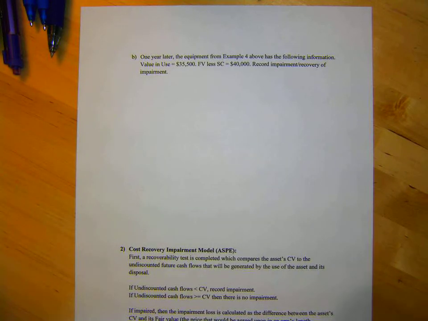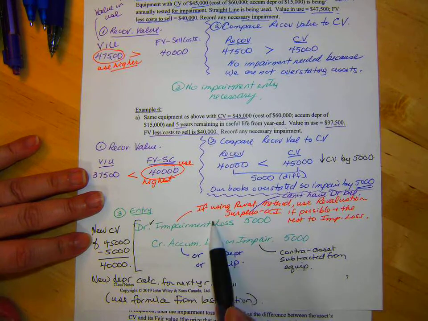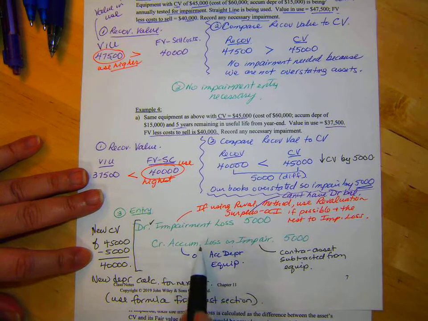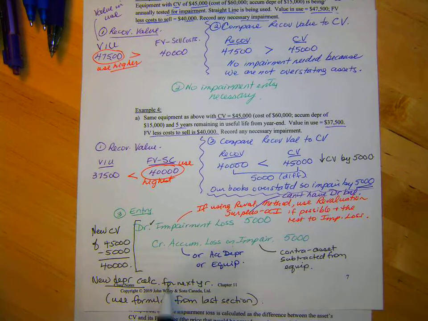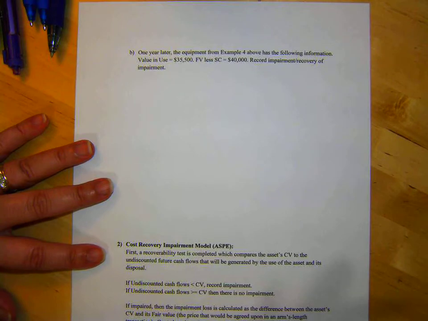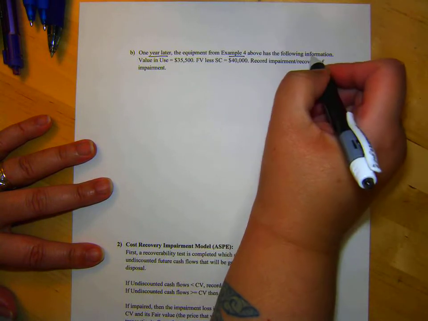Okay, welcome back. We're on page 8. We are in the middle of example 4, and we've just calculated equipment impairment loss, and we finished the entries and noted that new depreciation calculation for next year. And I did that because on page 8, we're dealing with the same piece of equipment. 1 year later, the equipment from example 4 has the following information.